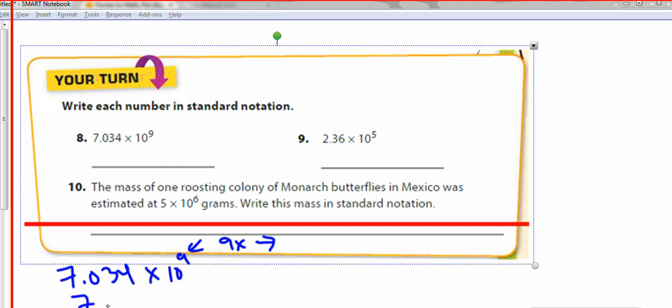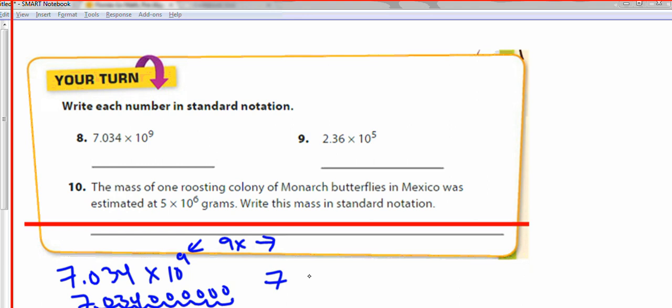So 7.034, 1, 2, 3, 4, 5, 6, 7, 8, 9. And again, you put in your 6 zeros. And as you get more experience, eventually, like I said, you'll know that this should just be, I'm sorry, not 7 point. It should just be 7034 with 6 more zeros at the end. And that's it. So 7034 and 1, 2, 3, 4, 5, 6.